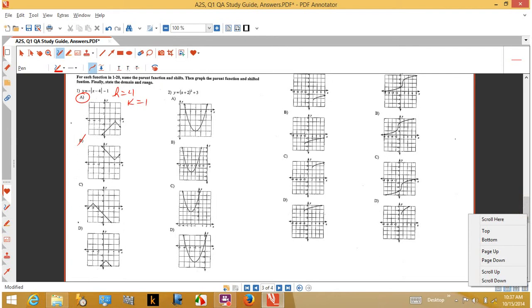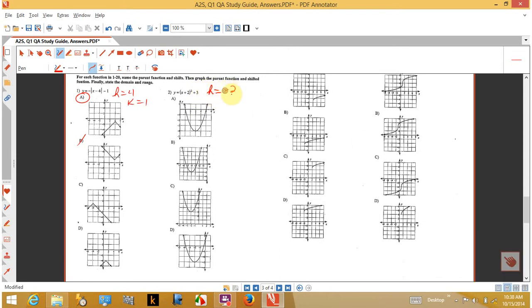Next one is a squared, so those all look right, and h is negative 2, k is 3. So it's going to go 2 left, up 3. It's kind of hard to see. This one goes 2 left, down 3. This one goes 2 left, up 1, 2, 3. It looks like C.